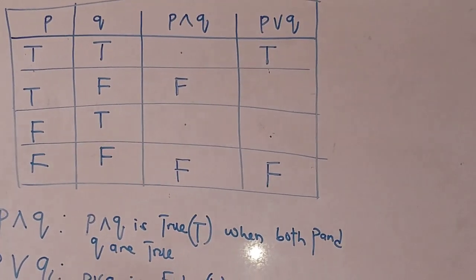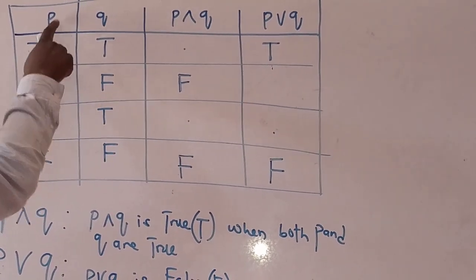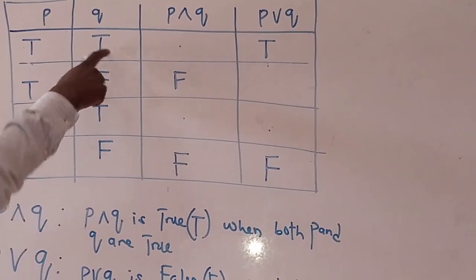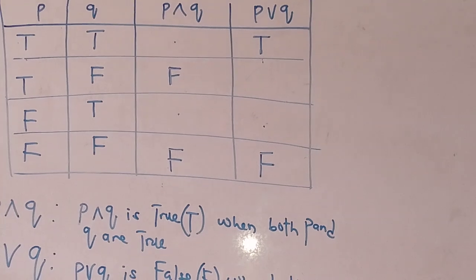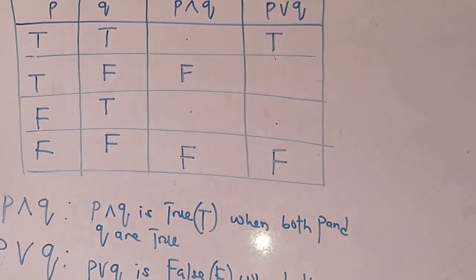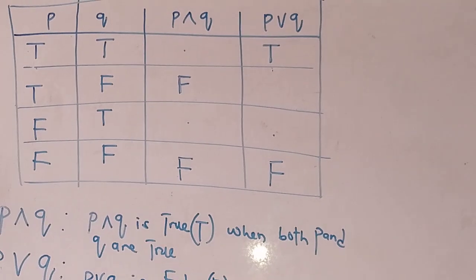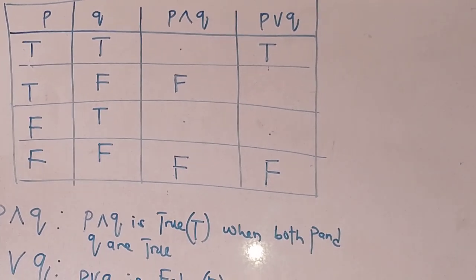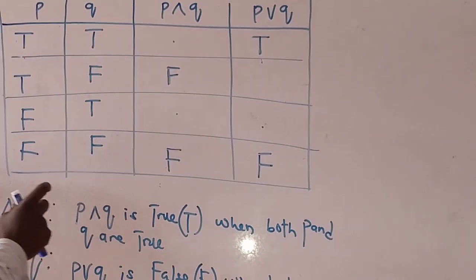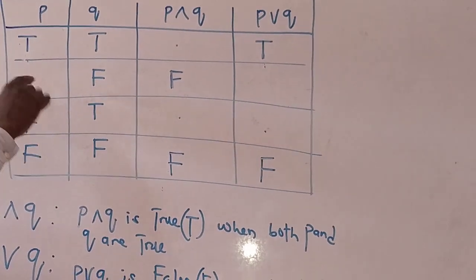So let us now fill the missing cells. You have P and you have Q. You have T and T, true, true. The proposition, which is also known as statement, can only be true or false. For instance, if I say Lagos is a state in Nigeria, which is true, I can also say that Lagos is not a state in Nigeria, which is false. So a statement is either true or false. That's why you are saying T and F.